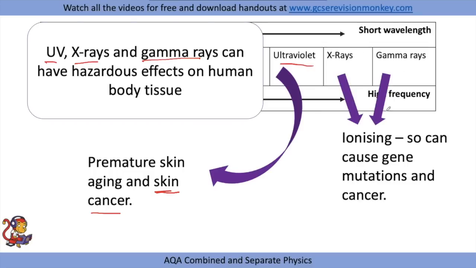X-rays and gamma rays are both ionizing. That means they can strip electrons off of atoms. So they can cause gene mutations and also cancer. And we could be a bit more general there because they can cause different forms of cancer. So these ones are particularly dangerous, and ultraviolet we should try and avoid as much as possible as well through sun creams and wearing appropriate clothing in the sunshine.